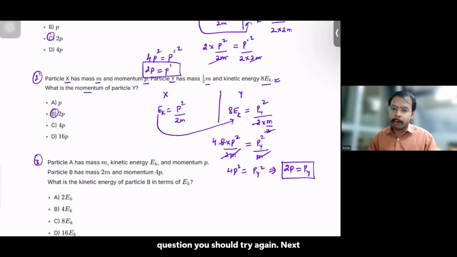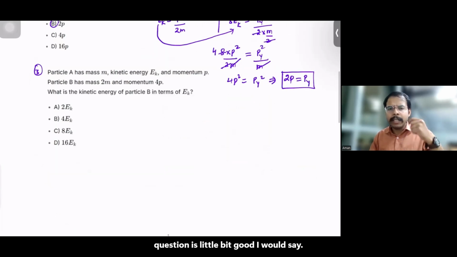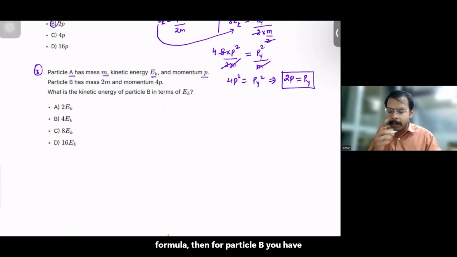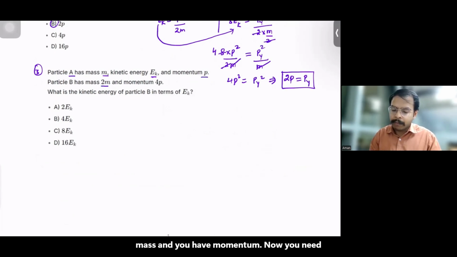This next question you should try again. The next question is a little bit good. I would say that it is even better than the previous two questions. Look at the question, pause it and do it. So particle A has mass m, the kinetic energy is Ek, and momentum is p. Again, you know that for particle A you apply the formula. And for particle B you have mass and you have momentum. Now you need to get the kinetic energy of particle B in terms of Ek.